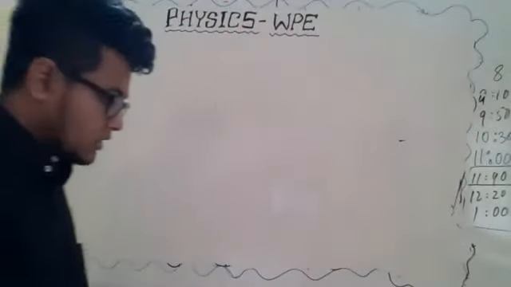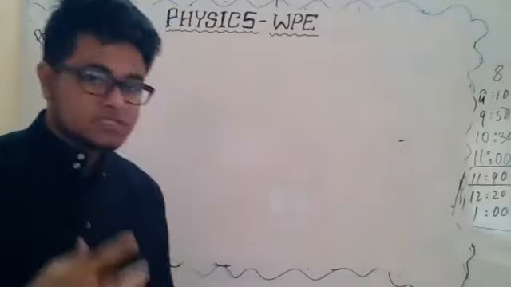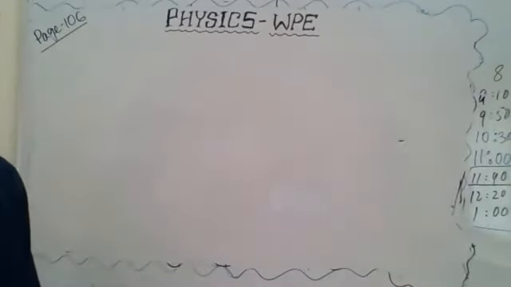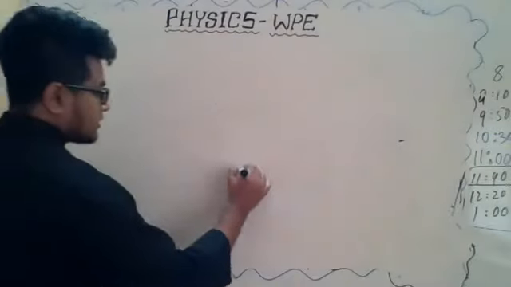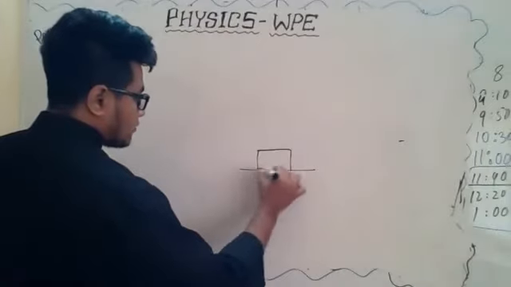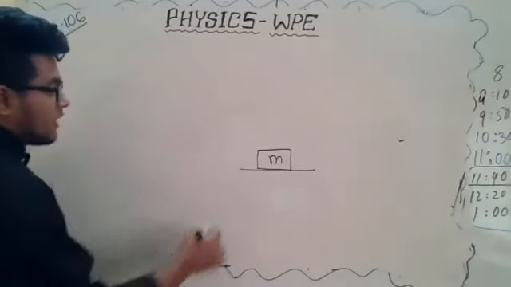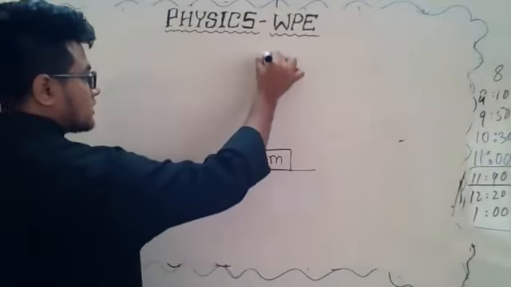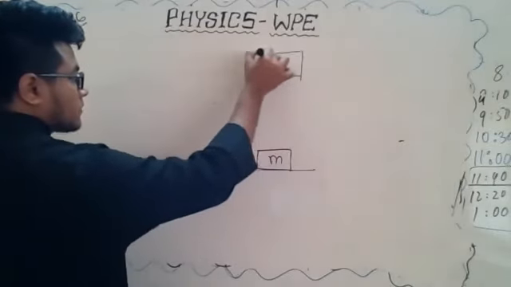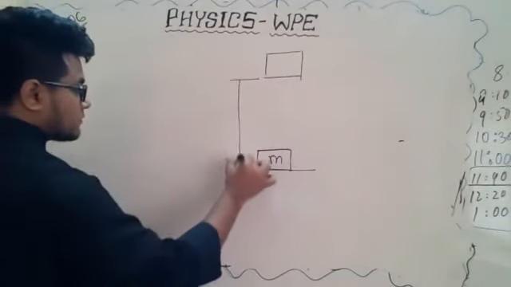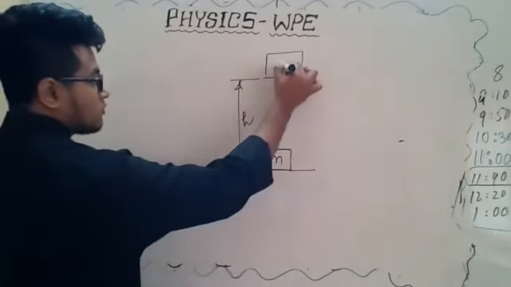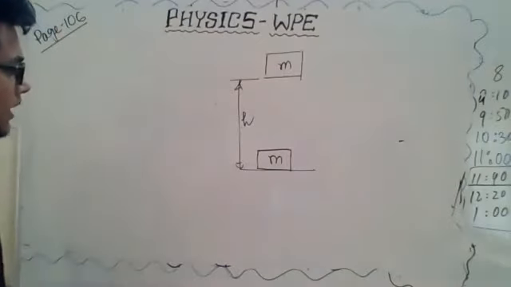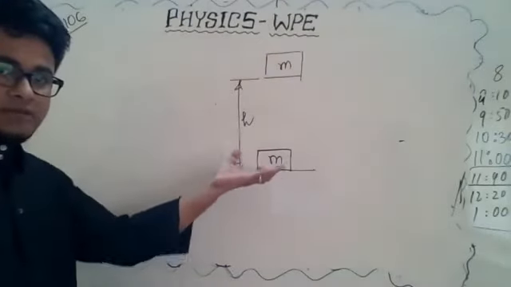Okay, now we know how to calculate the potential energy in case of a spring, right? Now let us say we don't have a spring, we are doing some other kind of work. Let us say I have an object here on the ground. I have an object of mass m, and I lift it up to a certain height. Let us say I lift this object to a height of h.